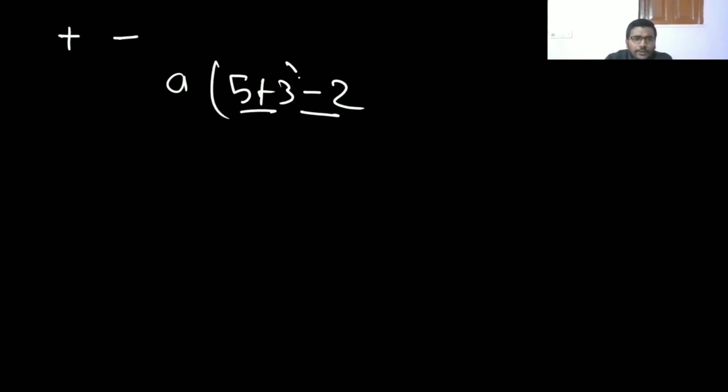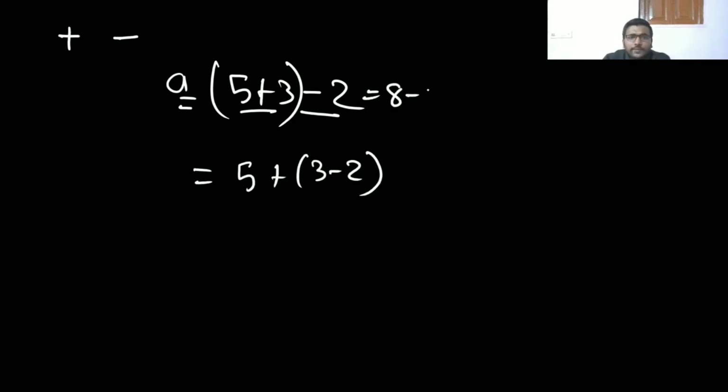So either you can do it like this or you can do it like this. The answer will be the same. If you do it, 8 minus 2 is 6, and here 5 plus 5 minus 1. So plus and minus have the same precedence, which is lower than the precedence of multiplication, divide, and modulus. So right, arithmetic operators are going to be finished.